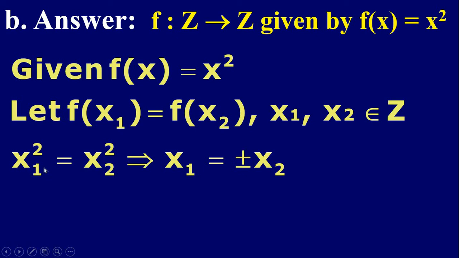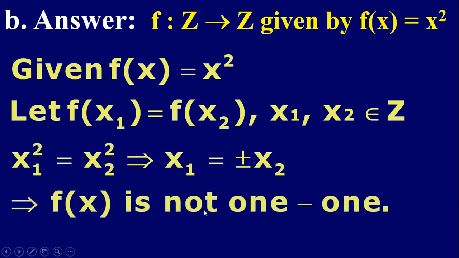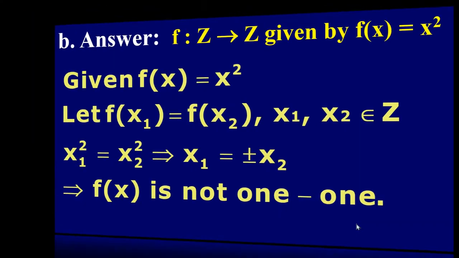So therefore we can write x1 square equal to x2 square. Now here also we get x1 equal to plus or minus x2. Now since x1 and x2 belong to Z, we get x1 equal to x2 or x1 equal to minus x2. Both are possible. So therefore this function is not 1-1, since x1 equal to plus or minus x2.